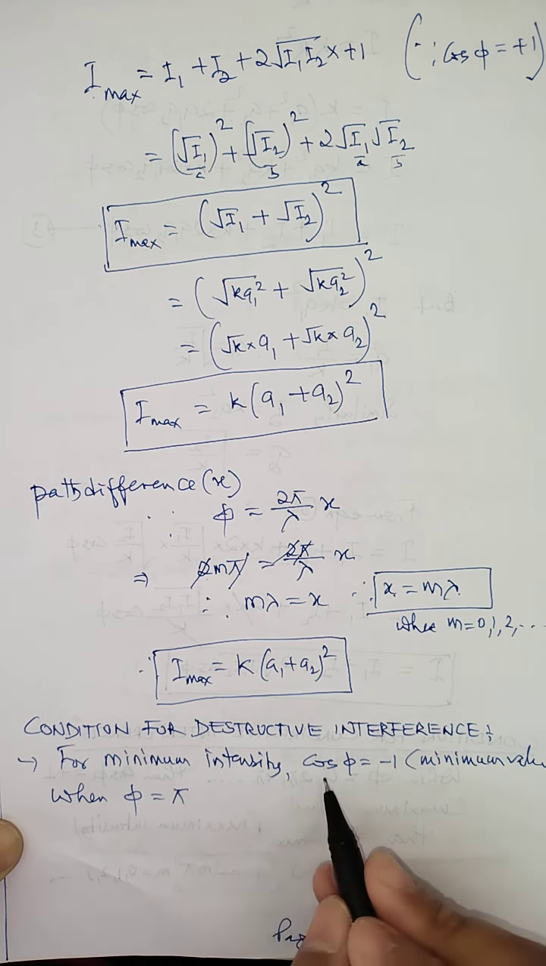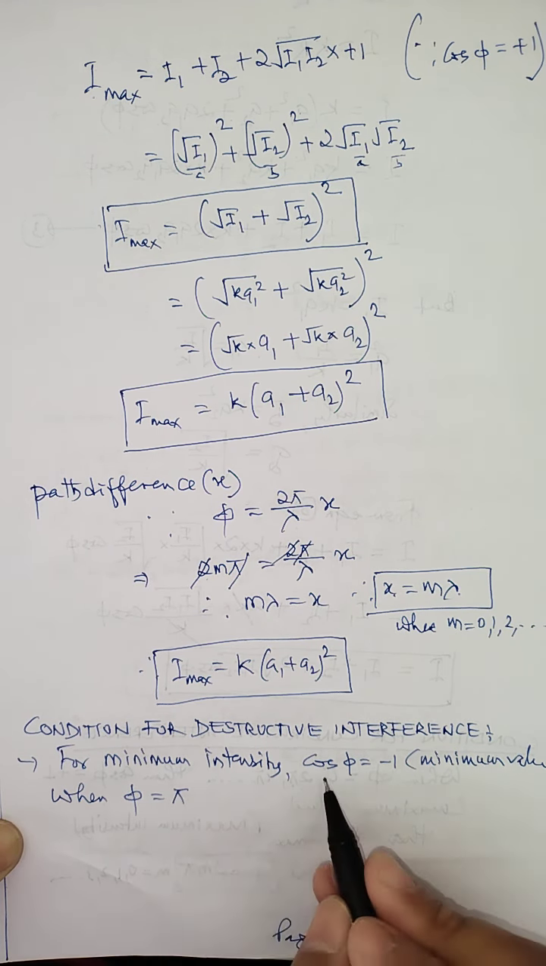So in general, if I write phi equals (2m minus 1) pi, where m starts from 1, 2, 3, like that, then you always get the minimum intensity. The intensity becomes minimum, and that minimum intensity leads to what interference? Destructive interference. Okay, so under this case we measure the minimum intensity.